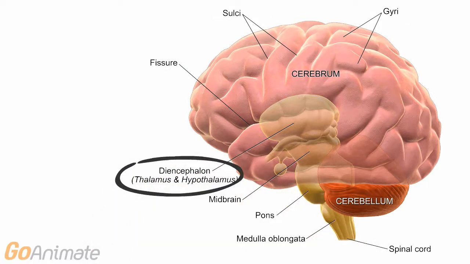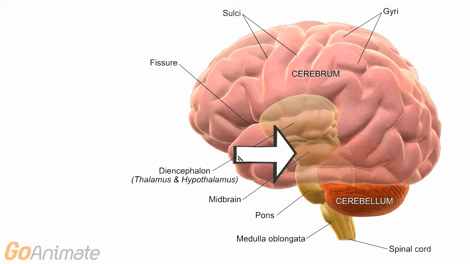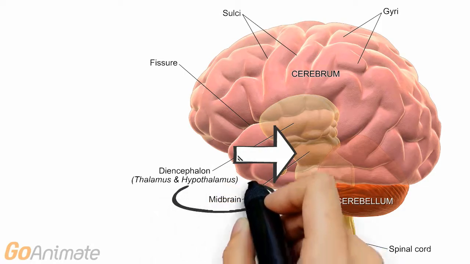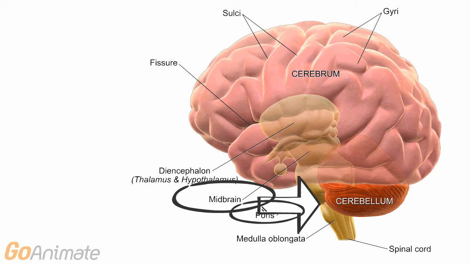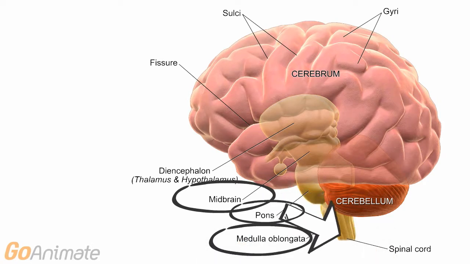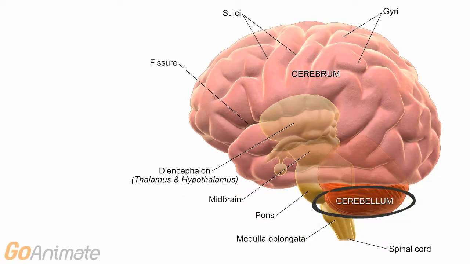Deep to the cerebrum is the diencephalon, which contains the thalamus and hypothalamus. Just below the diencephalon is the brainstem, which consists of 3 parts. The superior portion is called the midbrain. Just below the midbrain is the pons, and below the pons is the medulla oblongata. The cerebellum is on the posterior inferior aspect of the brain.